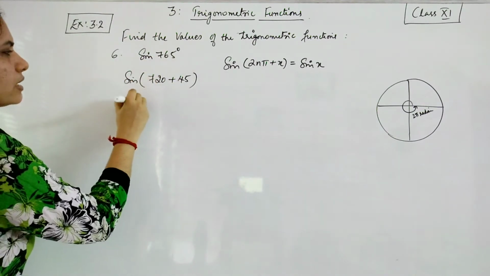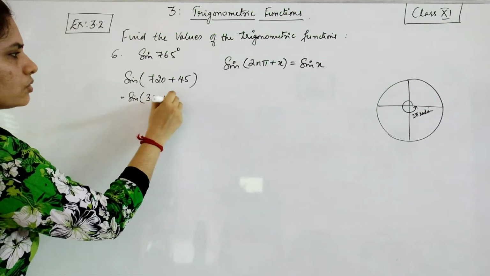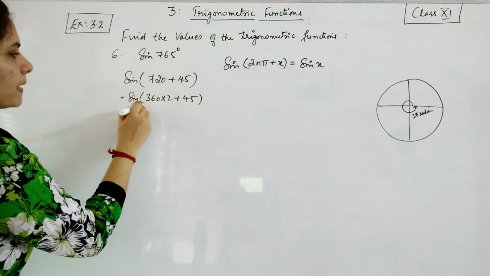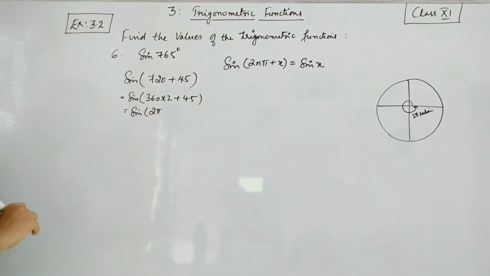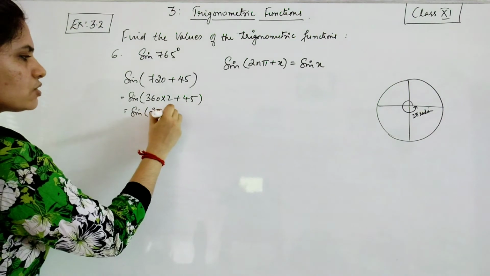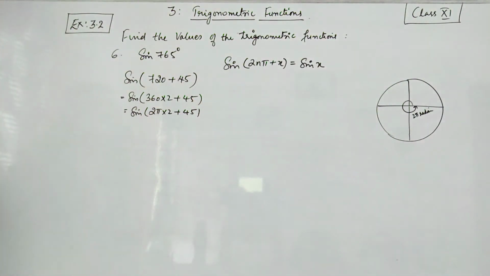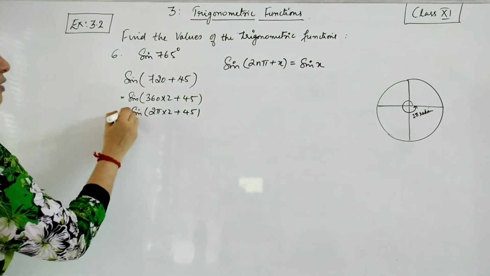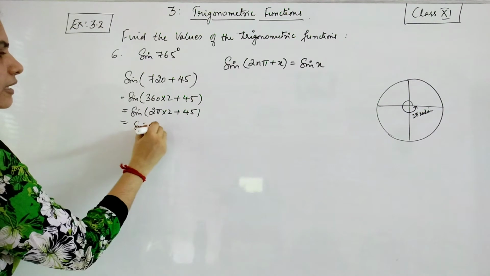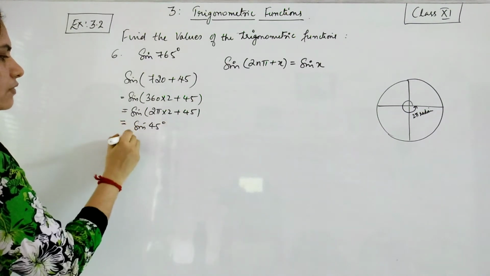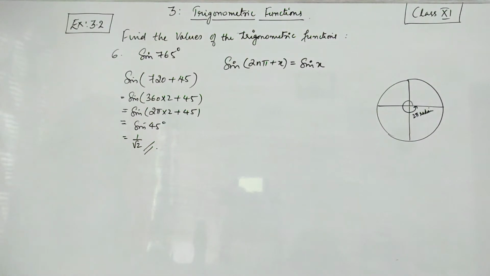Now this 720 is actually 360 into 2 plus 45, right? Sine of 360 is 2 pi in radian measure. So 2 pi into 2 plus 45. We know that sine of 2n pi plus x is sine x. Using that property you will get that it is equal to sine 45 degree. And what is sine 45? Sine 45 is 1 by root 2. So your answer is 1 by root 2.